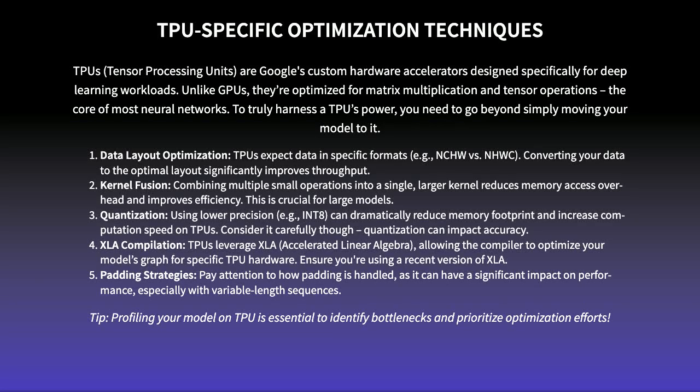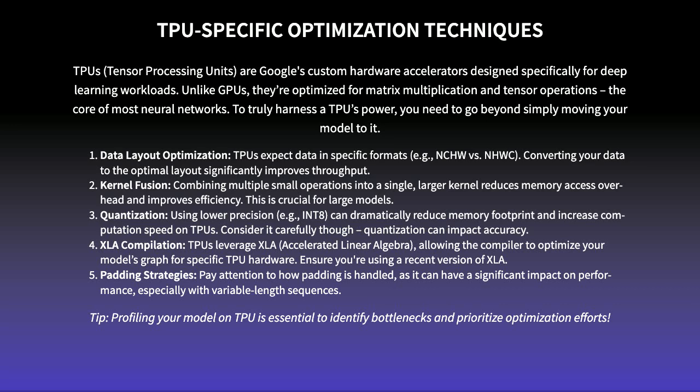Okay, let's talk about getting the most out of TPU. They're not just a faster GPU, they're fundamentally different. The first thing you need to do is optimize your data layout. TPU have a preferred way of organizing your data, and if it doesn't match what your model expects, you'll lose 10x of speed. Next, look for opportunities to fuse operations together, like combining several small calculations into one big calculation.